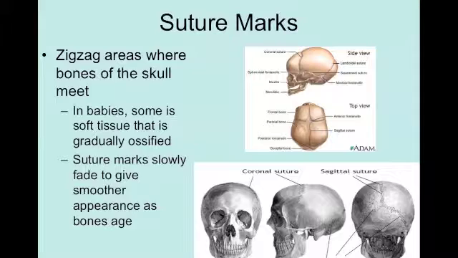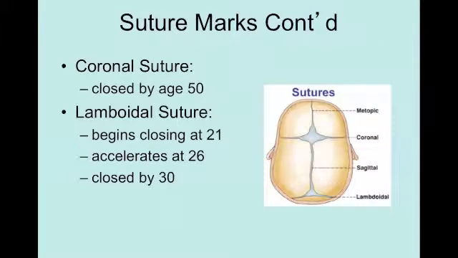Many of you know that a baby has a soft spot, and that is literally a hole in the skull where the bones have not fused. And gradually those will fuse together and it will harden and become bone. Those sutures will grow together, and those zigzags will start to fade as the person gets older. So we can use those sutures to tell us how old the individual is.